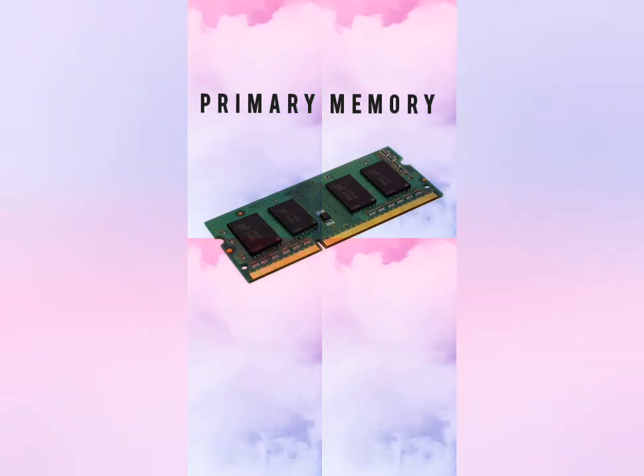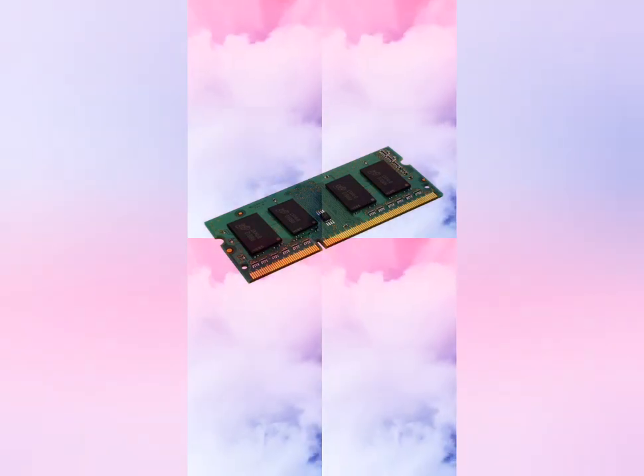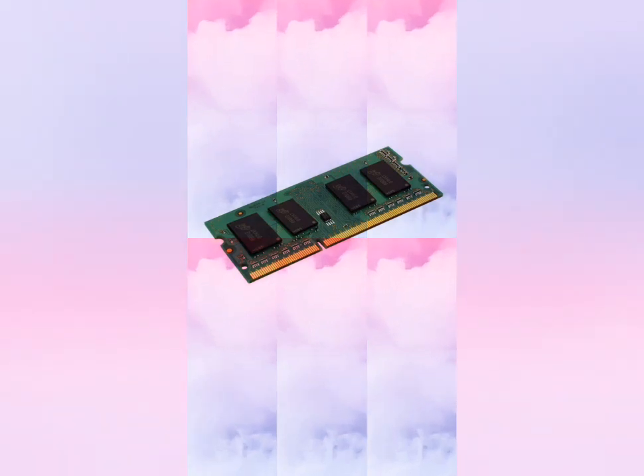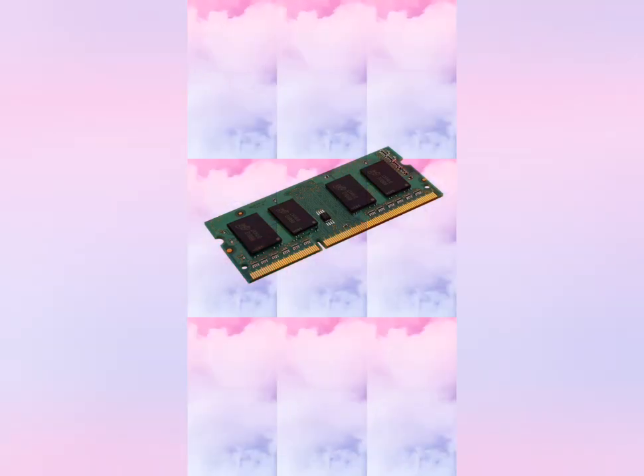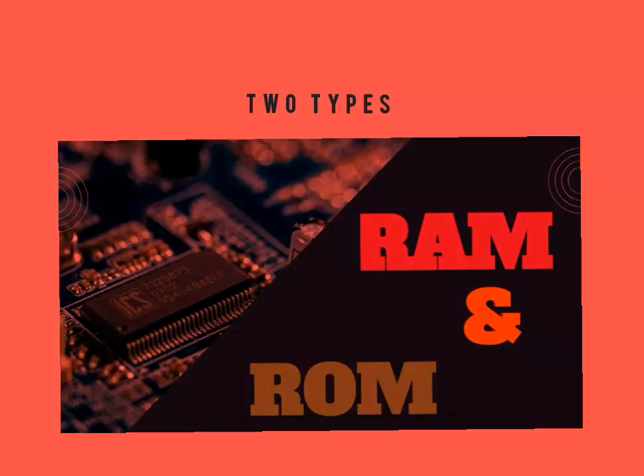Primary memory is a type of computer memory which is directly accessed by the processor. It is basically used to store data on which the computer is directly working. It has lesser storage than secondary memory. It is basically of two types, RAM and ROM.